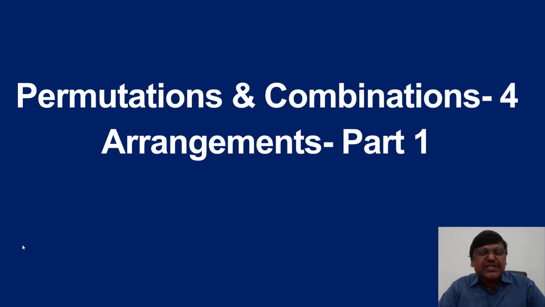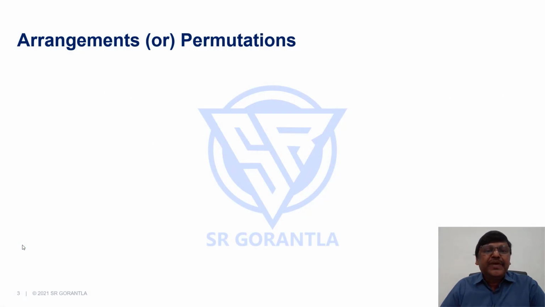We will discuss arrangements or permutations first part. This is the fourth in the series of videos that we are making on the permutations and combinations topic. Arrangements or permutations. Let's discuss this with an example. If there are 5 persons, if they are to be seated in a row, what are the different number of arrangements or permutations?